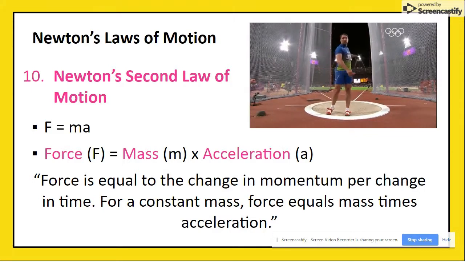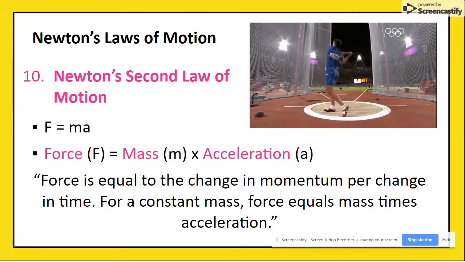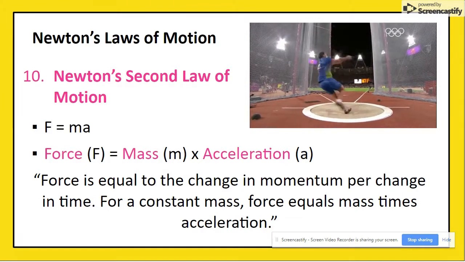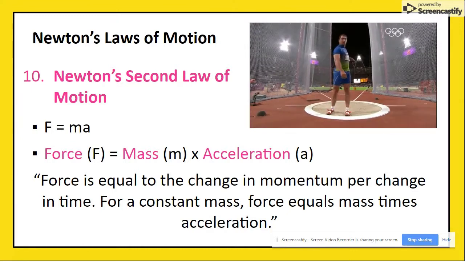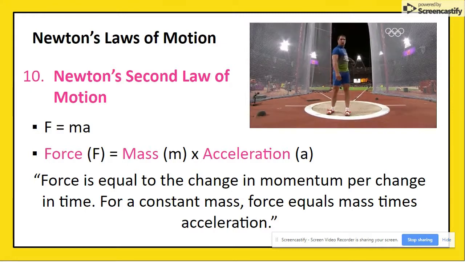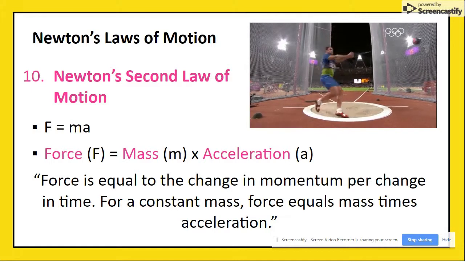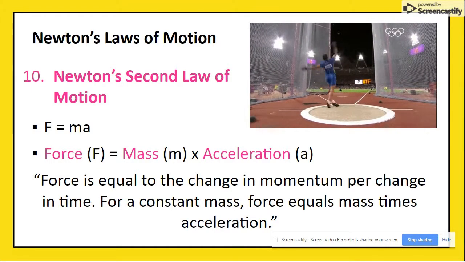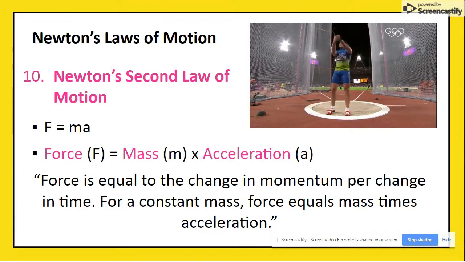Newton's second law of motion shows us the mathematical relationship behind forces. It states that force is equal to the change in momentum per change in time. For a constant mass, force equals mass times acceleration. The easy way to remember this is F equals m times a. If we understand the relationship between these three variables, it's possible to manipulate Newton's second law and use it to solve technical problems. For example, take a look at this Olympic thrower.